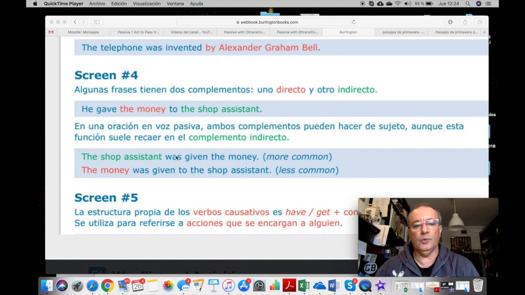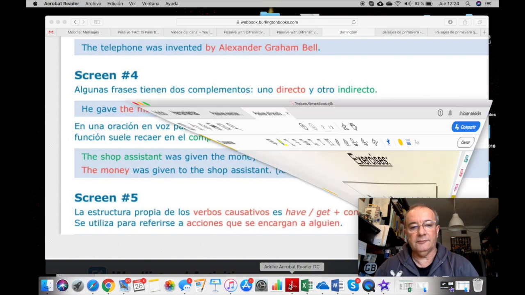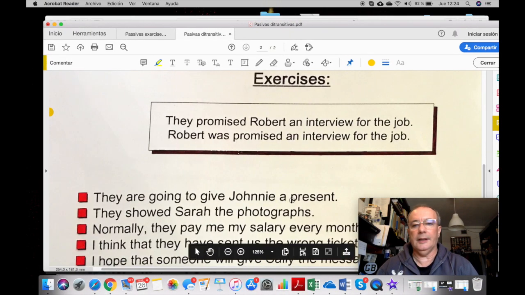The shop assistant was given the money. This is the most common, because the shop assistant involves a person, the person doing the action, okay? The second one is the money was given to the shop assistant, which is less common but also correct in English, okay? Now let me show you a PDF with some more examples here.